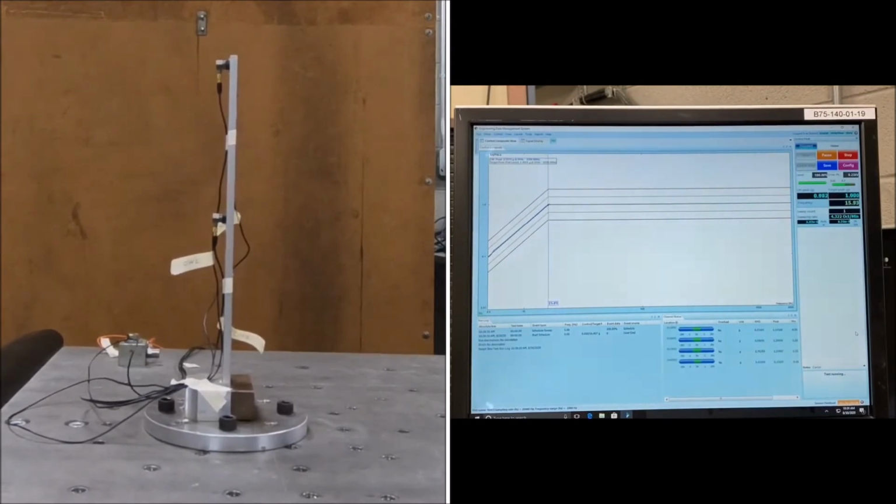Now we're up to 1 G of acceleration. We're at about 16 hertz. Moving on up. Now because this is a short beam, the displacement deflections aren't going to be very high. Coming up on just past through 30 hertz. Again, holding the input at 1 G of acceleration.